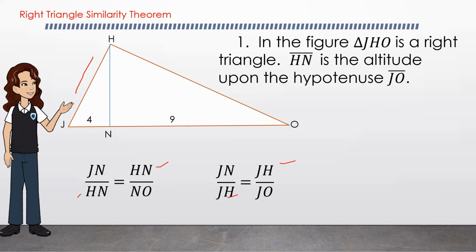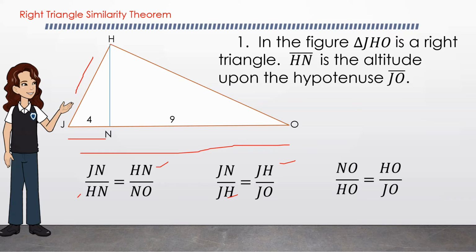So in the mean part, we have JN over JH is equal to JH over JO. Okay. And the third one is another leg, and that is HO. This is another leg, HO. So the corresponding is NO over HO is equal to HO over JO. So these three are the geometric means. Okay.